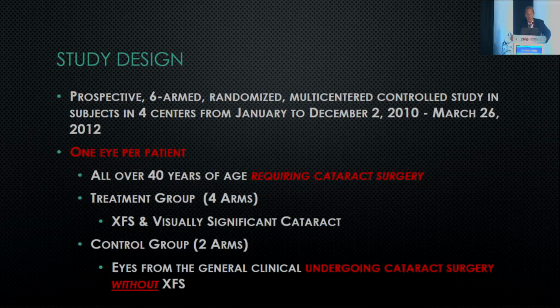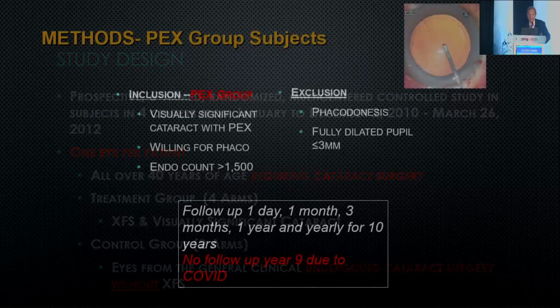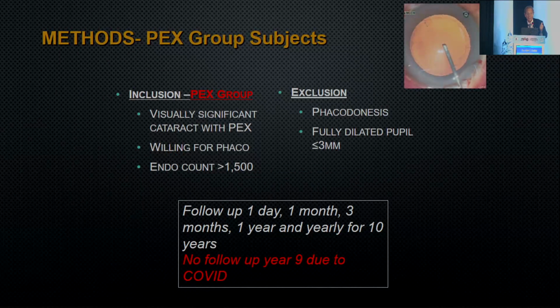All had to be over the age of 40 years and requiring cataract surgery. They all had visually significant cataracts. And our control group were people who had cataracts but did not have any other comorbid eye diseases. So visually significant cataracts, willing to do phaco, and endothelial count, that's important, of over 1,500. And we excluded, and this is important also, patients who had pre-existing phacodonesis or pupils smaller than 3 millimeters.